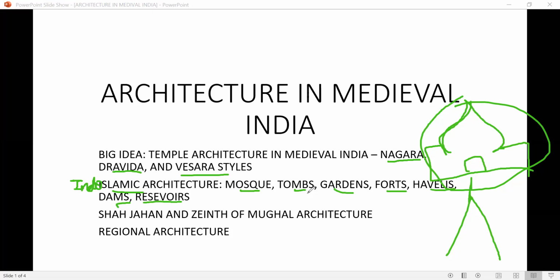Like that only. Over here, all the people are secularized. We'll discuss what this word means, but before that, let's discuss over here. We have gardens also. Gardens are made, for example, if we take Shah Jahan, Shah Jahan has his own garden where he rests. And forts. We have forts like the Red Fort. Who built it? We know Shah Jahan, but workers have also built it. Havelis are there, dams are there, and reservoirs are also there.